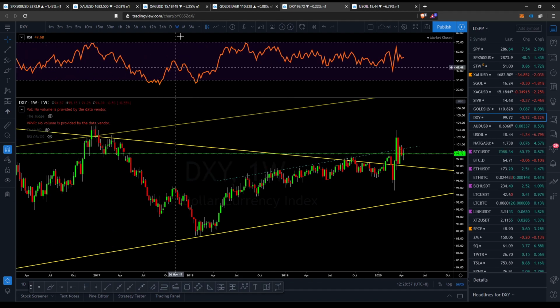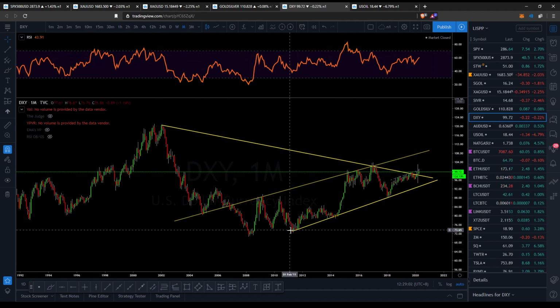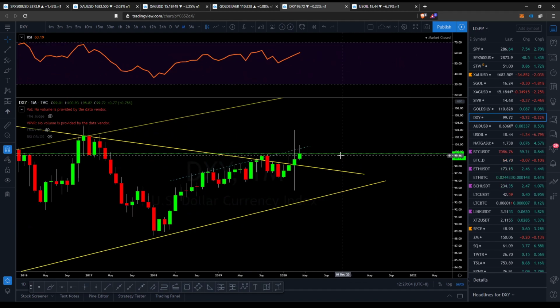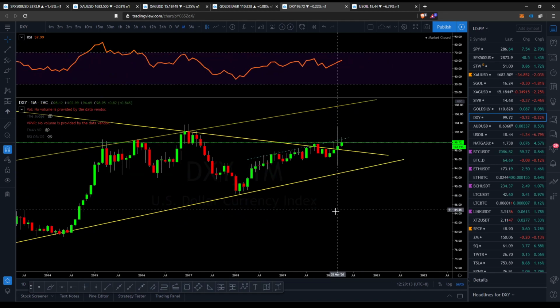But at the same time we got this massive triangle on the monthly, and we broke above it, right? We broke above it, we wicked it again, but now we're still above it. So as long as we're above this macro triangle, I'm very bullish on the dollar.